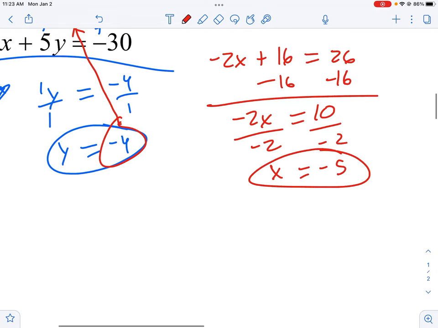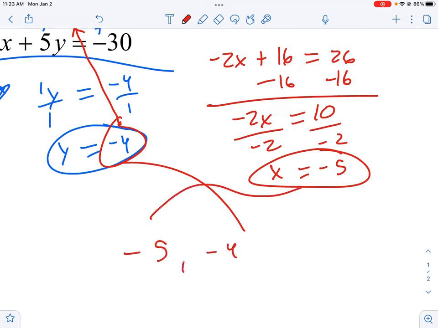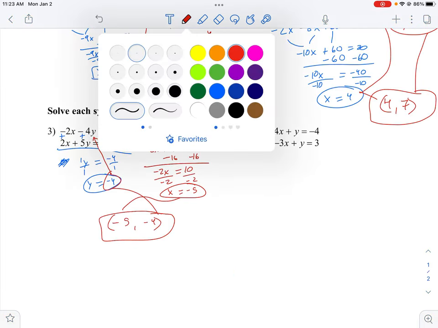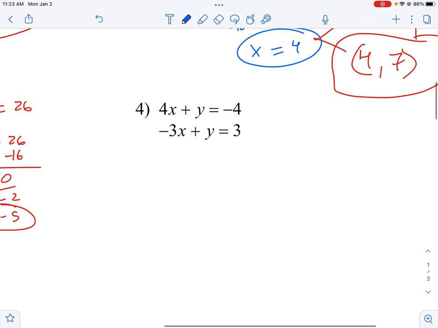So I got my x value, I got my y value. Now I can write my point. The point is negative 5, negative 4. Remember, x goes first, y goes second. Sorry about the alarm. All right, let's jump to our last problem here.